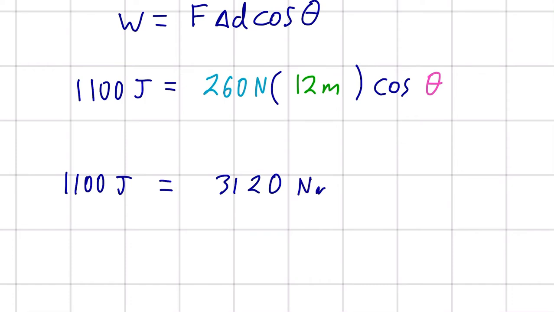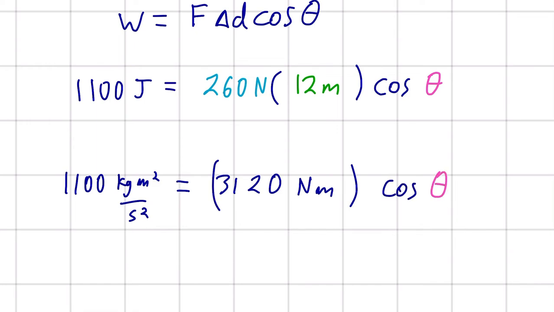3,120 newton meters. And one more thing, while I'm doing this, I'm going to change the units in these joules to newtons. The base units of joules is kilogram meter squared per second squared. And again, this is all multiplied by our cos theta.